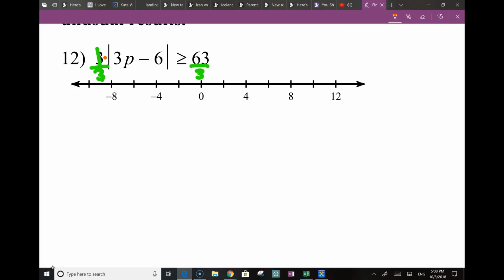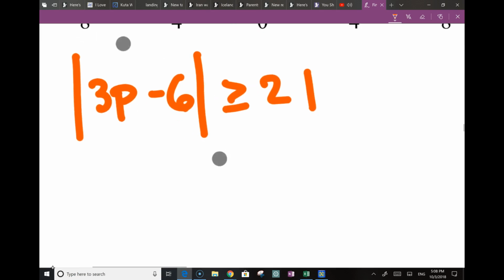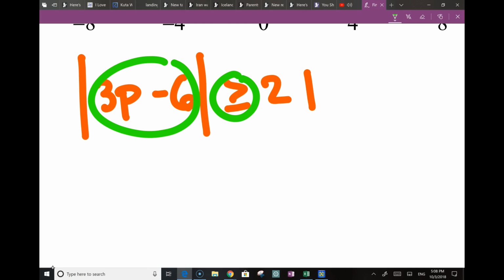I'm going to rewrite this so it's easier to track what's going on. So now I have the absolute value of 3p minus 6 is greater or equal to 63 divided by 3 would be 21. Now, what this is saying is this. If you focus over here, this is really saying what number is 21 steps or more away from 0? I'll say it again. It's asking what number, which is inside the green circle, is 21 steps or more away from 0?